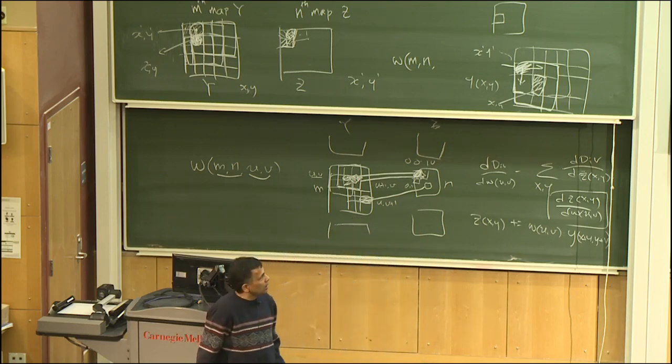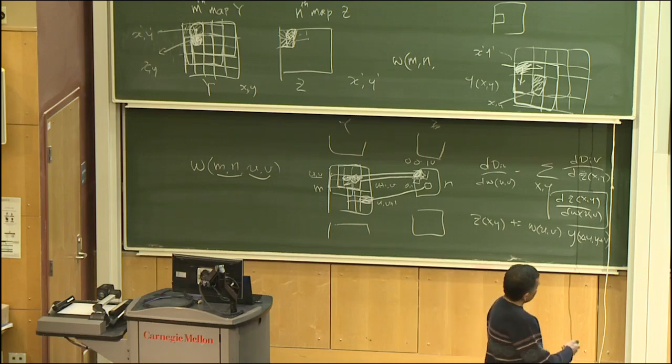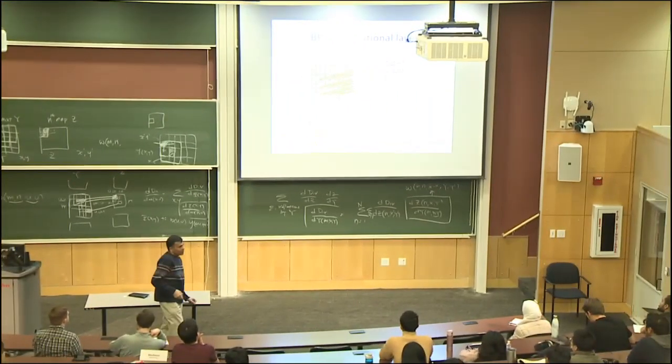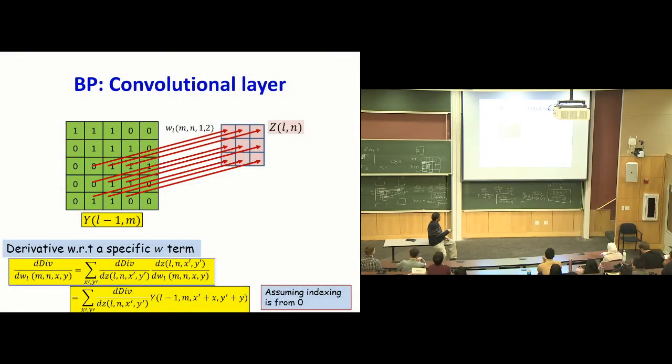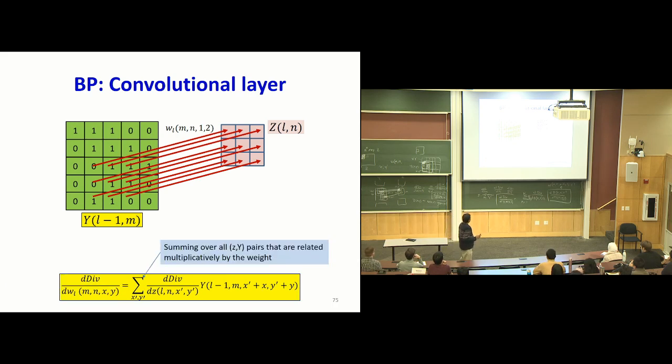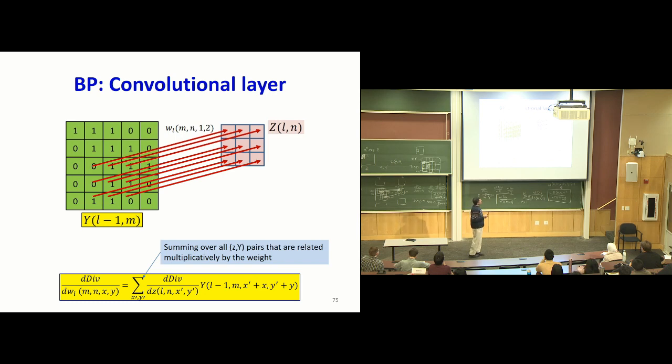And so here's what we'd find. The derivative, I'm using a different index. Instead of uv, I'm calling this xy, but you get the same notion, right? You're summing over all of the z's, the derivative of the divergence with respect to the z times y of x prime plus x, y prime plus y. Make sense, right? Where the arithmetic came from. So you're summing over all zy pairs that are multiplicatively related by the weight.